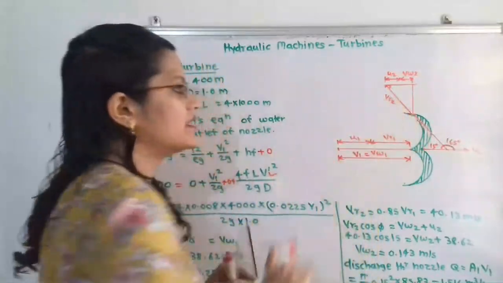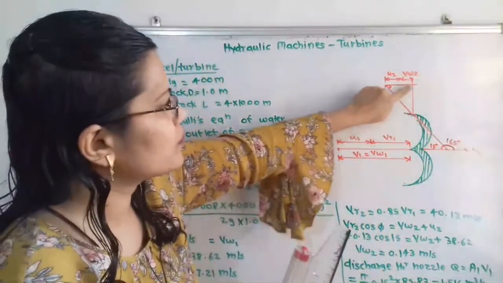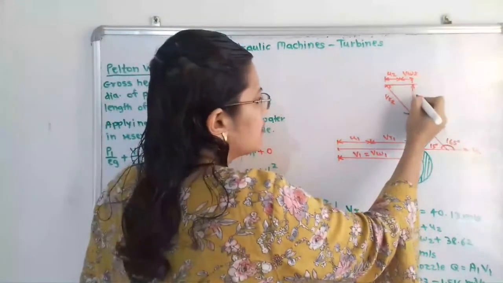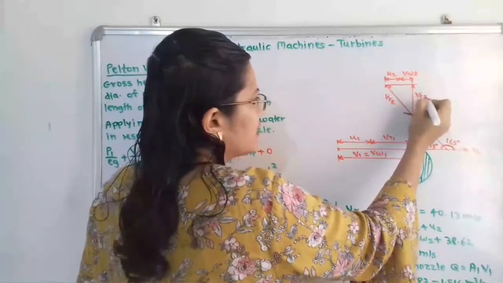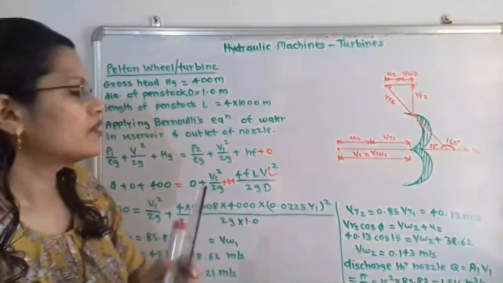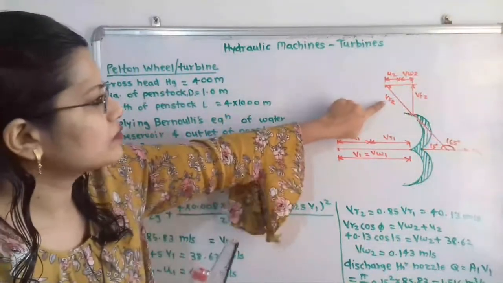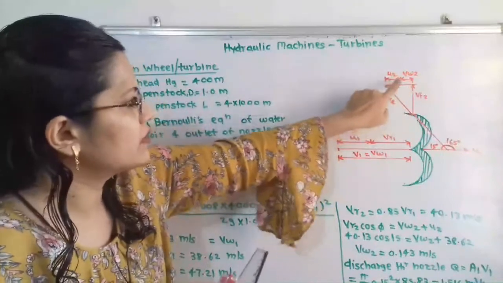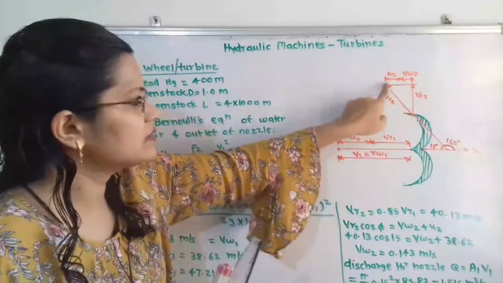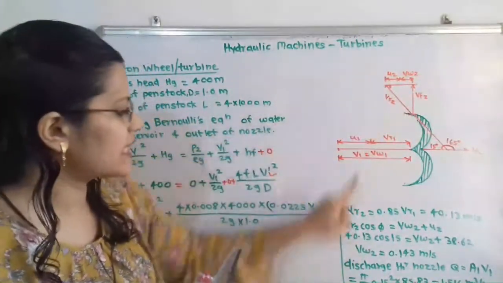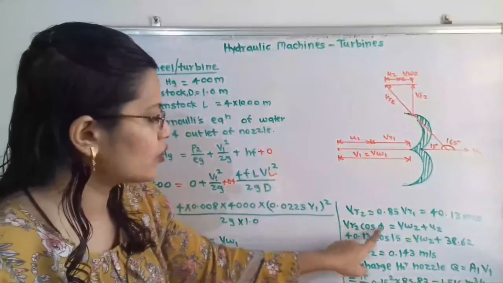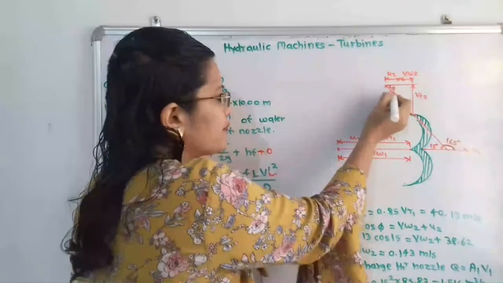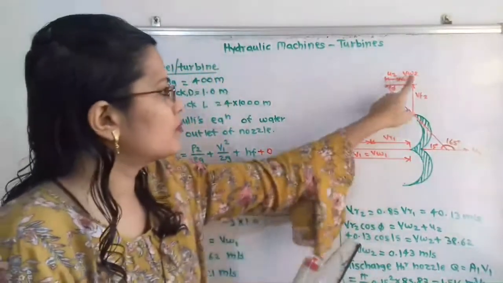Now if I consider this triangle, because from this point we have to take one vertical line, and this vertical line indicates the Vf2, that is the velocity of flow. So Vr2 cos 15 is equal to u2 plus Vw2. In this triangle we write the equation Vr2 cos phi is equal to Vw2 plus u2.